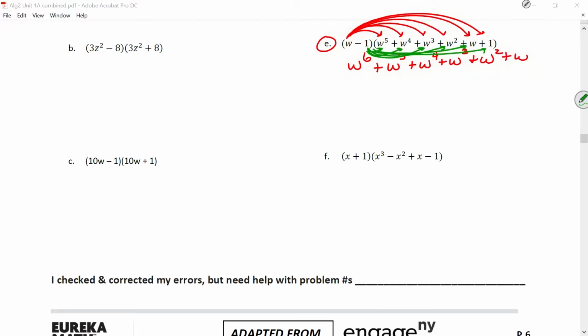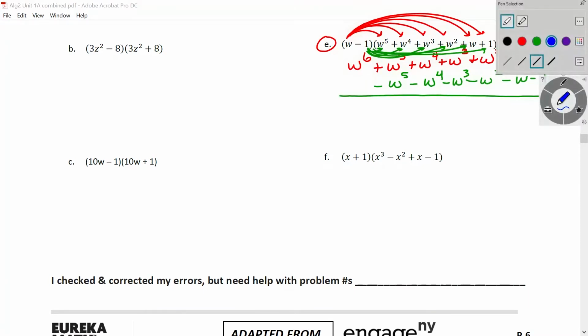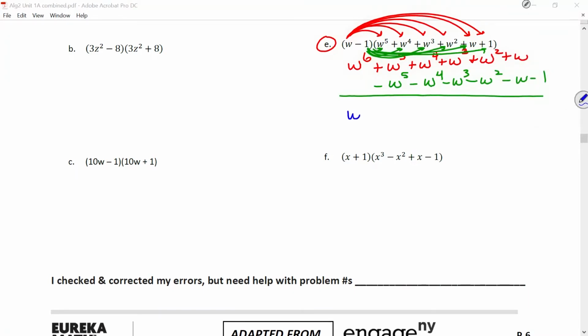Now for this one, I'm actually going to line these up. You can do this to line them up in columns so it's a lot easier to see. I'm going to put my minus w to the 5th right here under the other w to the 5th, just so I can see how it'll cancel out later. Now to combine like terms, I get w to the 6th. Notice this cancels, and this cancels, and this cancels, and this cancels, and this cancels, minus 1.